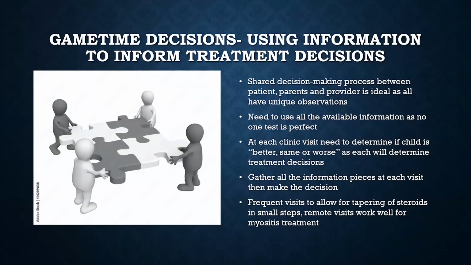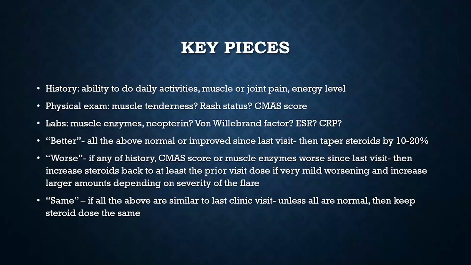And you, the parent, are still there to make the observations about how the child's activity is and their appetite and that sort of thing. So remote visits work very well for following children with myositis. So the key pieces, you have to use the history to see how the child's doing in daily activity, whether they have muscle or joint pain, and then what their overall energy is.